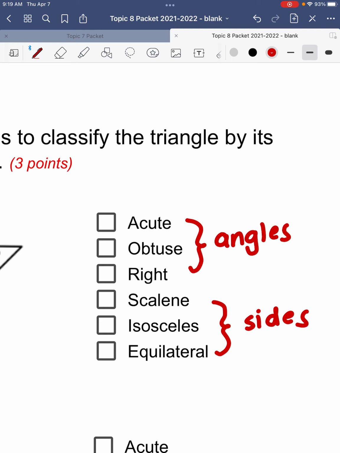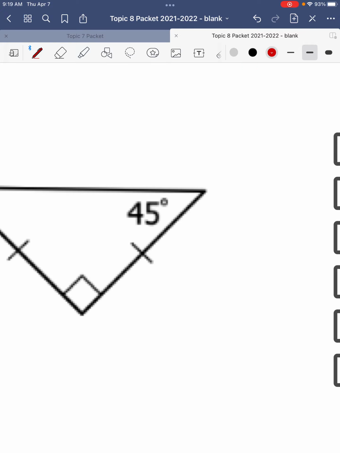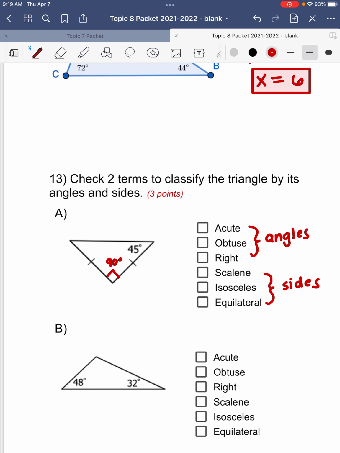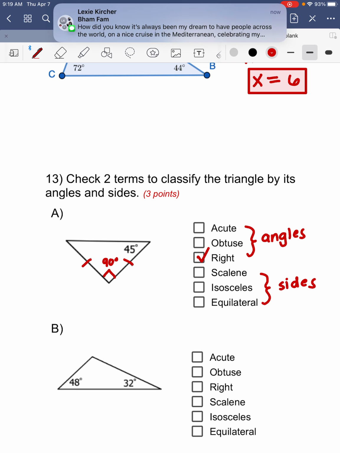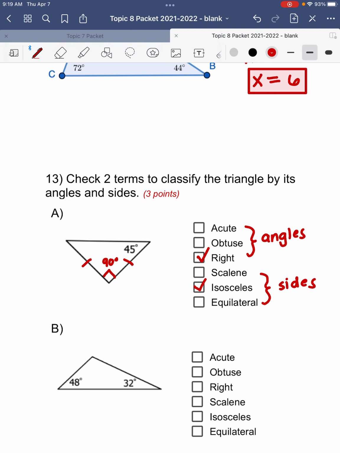Okay, so what I know is that this square right here means that that angle is 90 degrees. And there's a word that means that we have an angle that is exactly 90 degrees. It's right. So I know that this is a right triangle. And then these little markings here tell me that those 2 sides are the same length. So I have 2 sides that are the same length. So isosceles. So that is a right isosceles triangle.